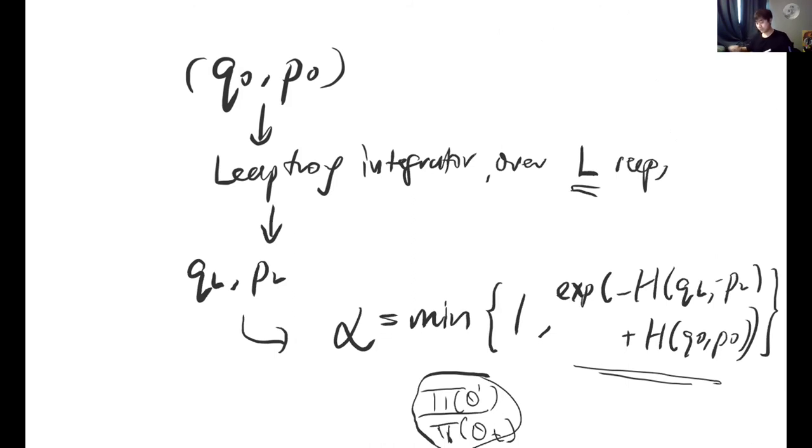Okay, so if not, let me just pull your attention to a few things. Let's think about what the choices we need to make. We need to think about L. We need to think about epsilon. So L is the number of leapfrog steps, the number of integrating steps. And I'll explain what it is, and epsilon is your step size nevertheless.